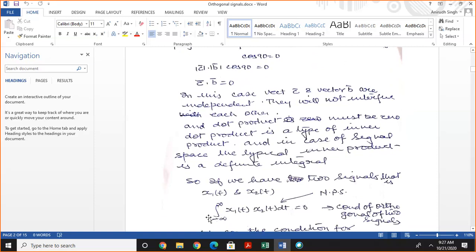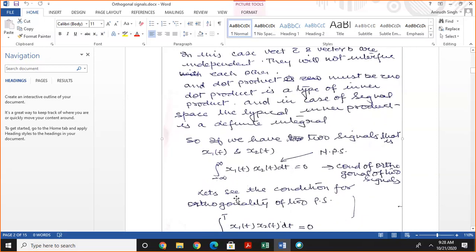Suppose there are two signals and these two signals are orthogonal. If we take the integration with limits from minus infinity to plus infinity, this is for when x1 and x2 both are non-periodic signals. For non-periodic signals, the limit is from minus infinity to plus infinity, and if the integral of x1 multiplied by x2 dt is equal to 0, this is the condition of orthogonality of two signals.